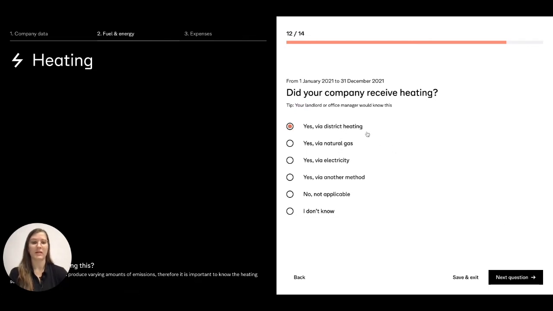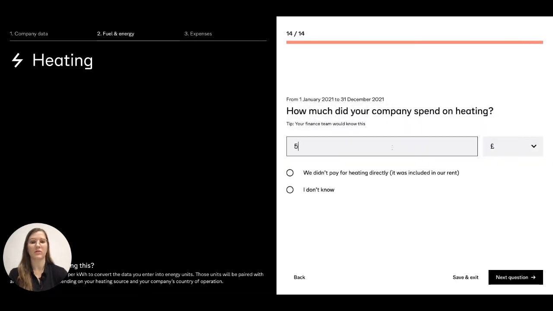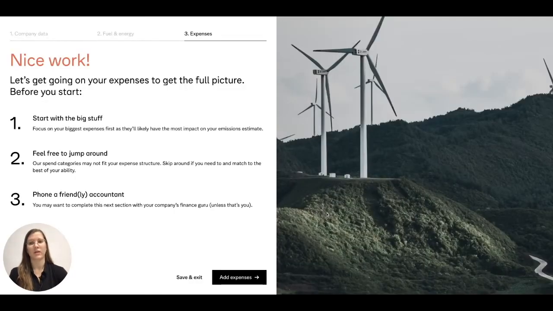So here we can answer via which method. Same here, it will ask about kilowatt hours, but if you do not know, we can always fill in the cost. Perfect. Now you're going into the expense part of this tool, which means your supply chain emissions. Here's where you often spend a bit more time. So here it's good to take a break and start phoning your accountant. But here it's important to start with the big stuff and just try to cover as much as you can.